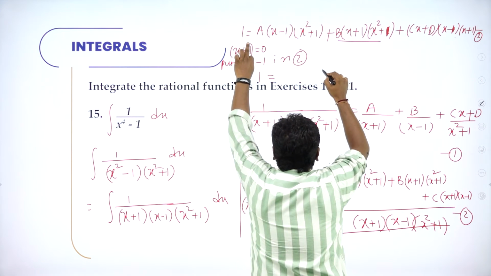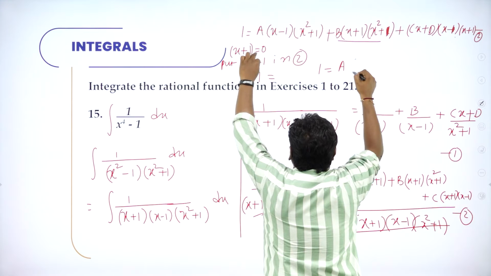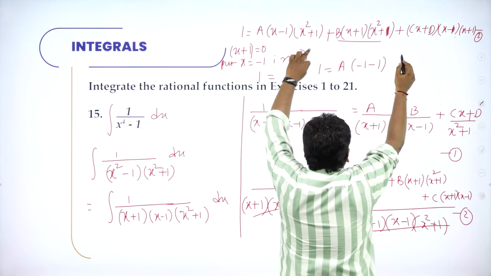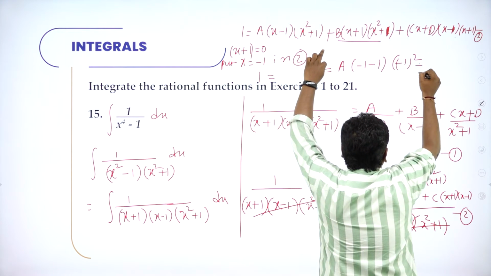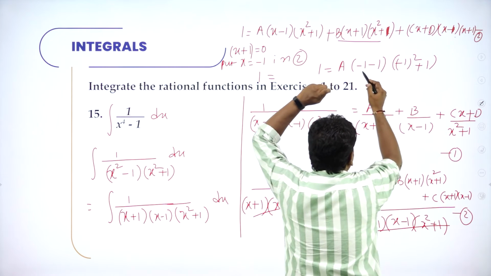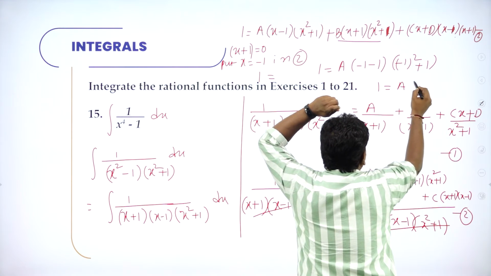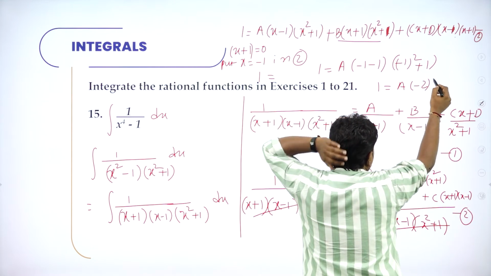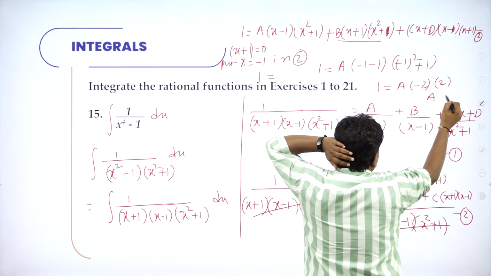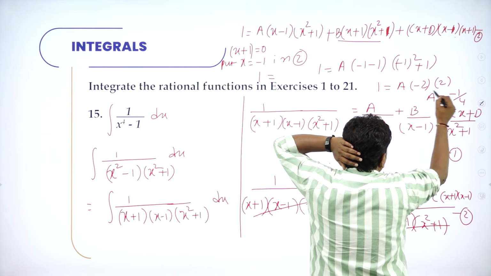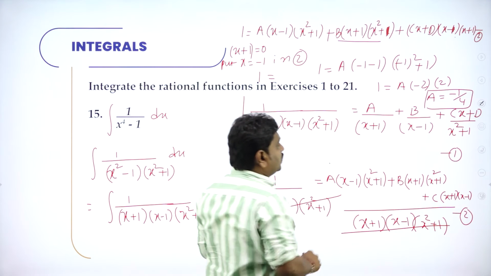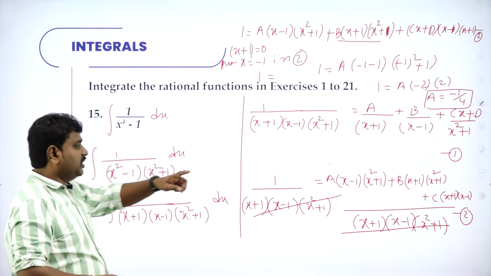So you'll get this. 1 is equal to a into, in the place of x put minus 1, minus 1 the whole square plus 1. So solving this, you'll get a. Minus 1 minus 1 is minus 2, a into minus 2, and this will become 2 again. So a will be minus 1 by 4. You got the a value. Similarly, equate the second factor, get the b value.